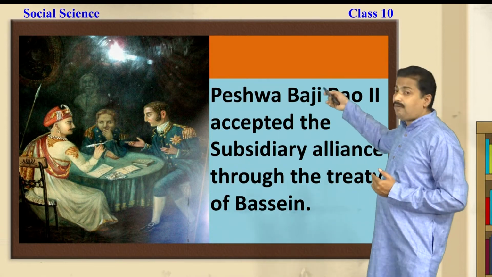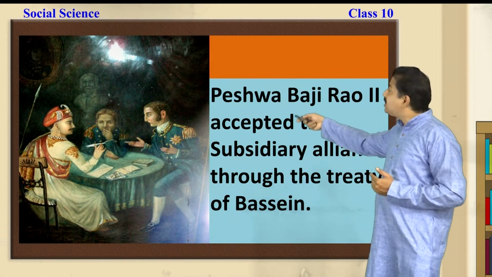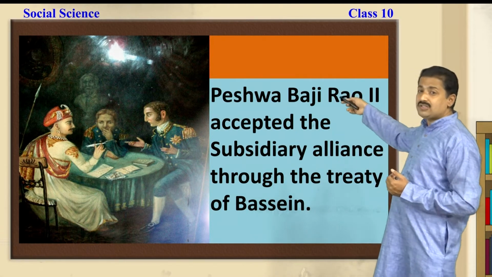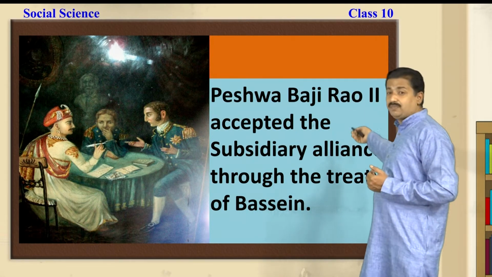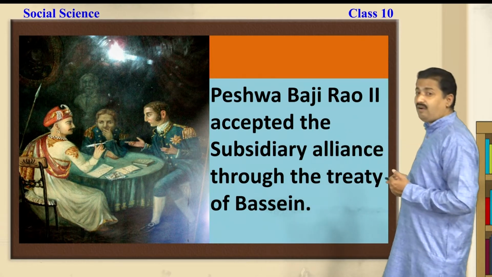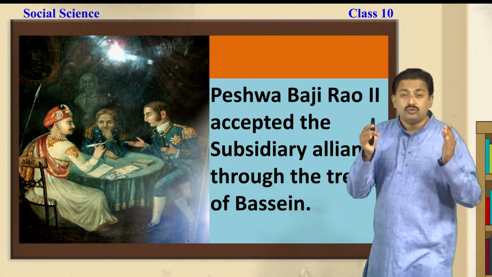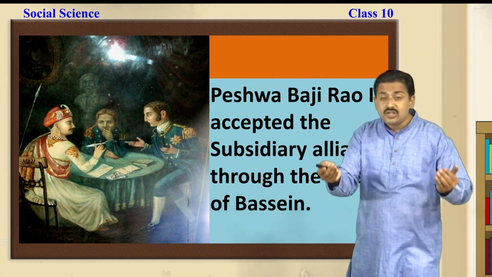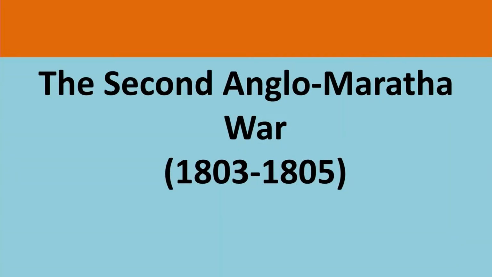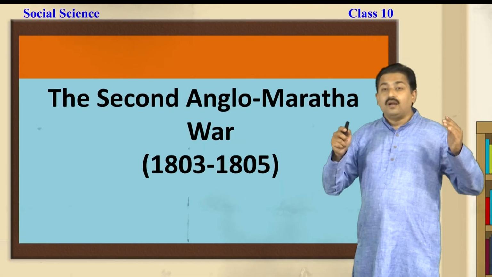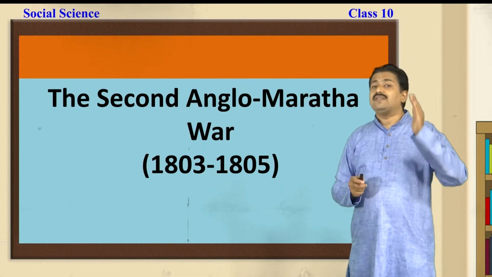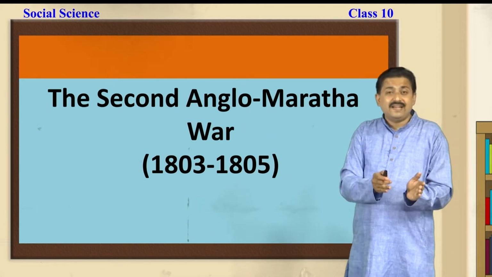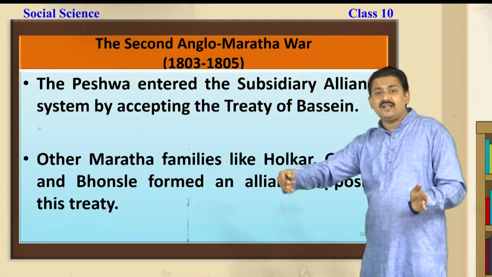Here you have a picture where Bajirao II is signing the subsidiary alliance. So, Bajirao II accepted subsidiary alliance through the Treaty of Bassein in the year 1803. Now, let us discuss the Second Anglo-Maratha War, which began in the year 1803 and ended in 1805.